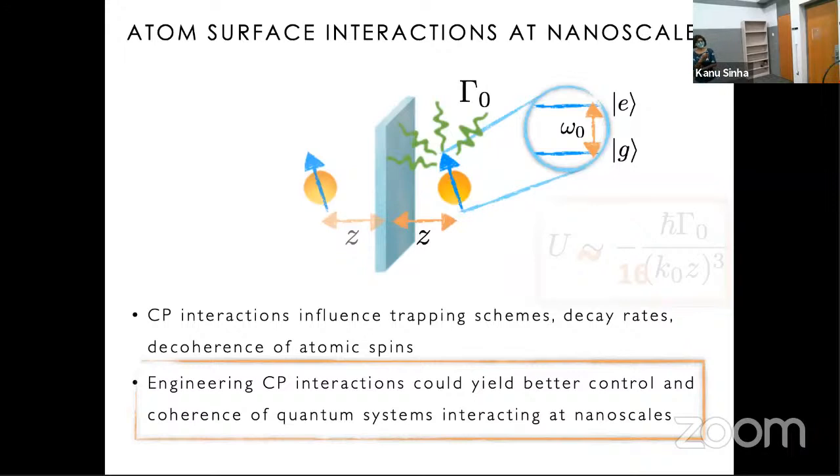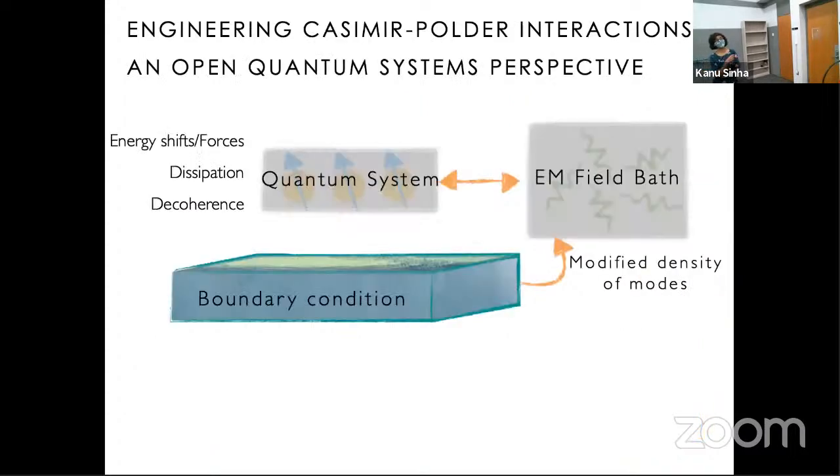Okay, so what this then inspires us to do is to come up with ways to control our atom surface interactions at nanoscales, and to see how one can do that, we can resort to an open quantum systems perspective, something like this, where we have our quantum system of interest that is interacting with the electromagnetic field as the bath or the environment. And the density of modes of the bath is modified by some boundary condition.